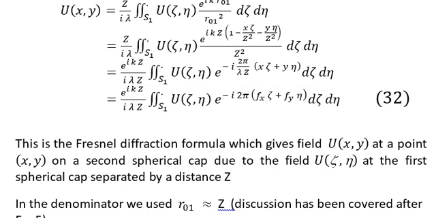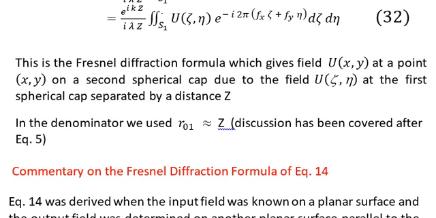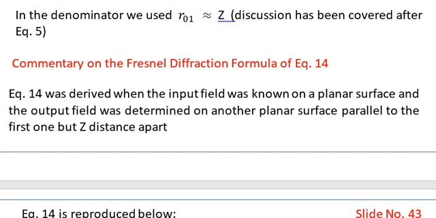This is the Fresnel diffraction formula, which gives the field u of x comma y at a point x y on the second spherical cap due to the field u of zeta and eta at the first spherical cap separated by the distance capital Z. In the denominator, we have used r0 approximately equal to capital Z. The discussion has been covered after equation number 5. Commentary on the Fresnel diffraction formula of equation number 14.